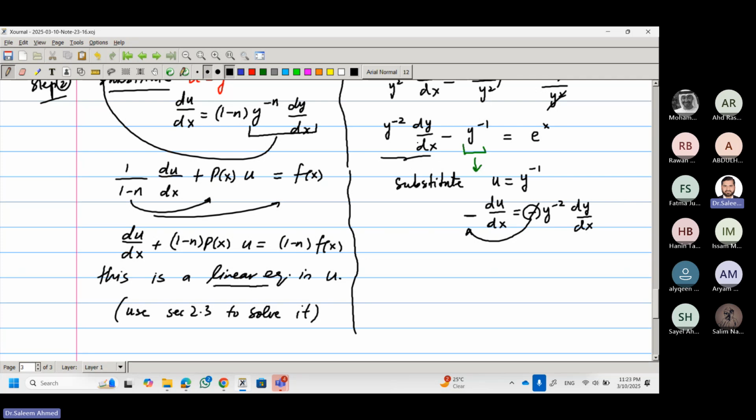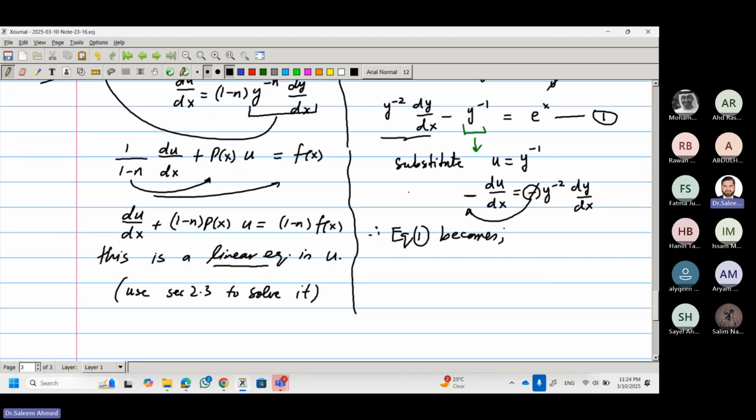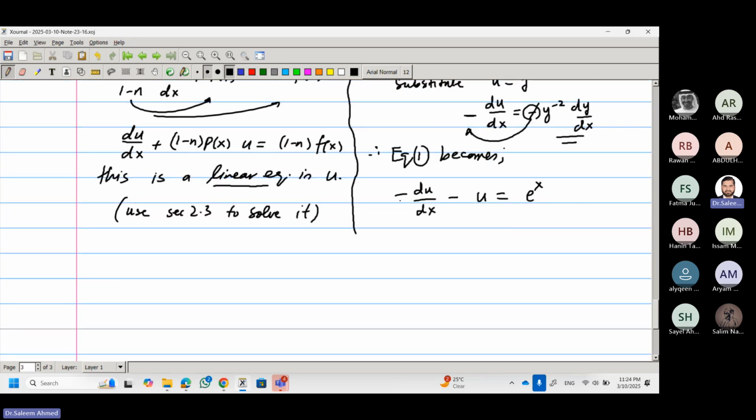So now this equation 1 becomes: y^-2 dy/dx is minus du/dx, and minus y to the power minus 1 is u, and on the right side it's e^x. And then we multiply by minus. If you multiply by a minus sign, this will become plus, this will also become plus, and this will become minus. This is the resulting linear equation.